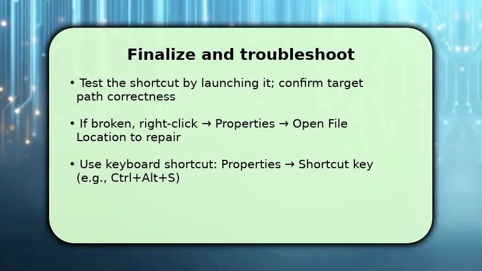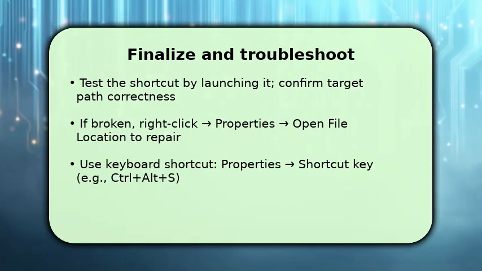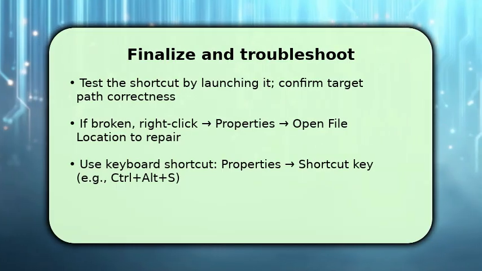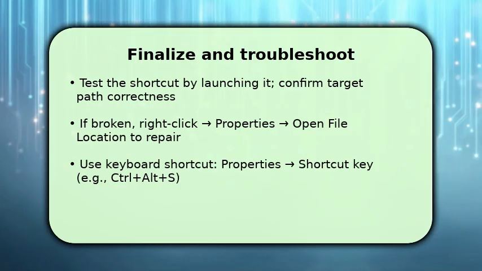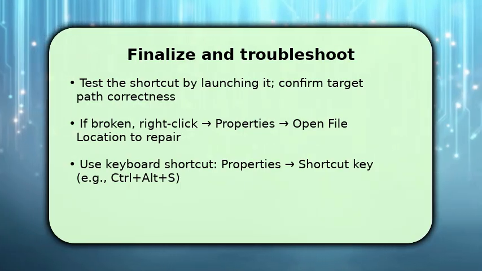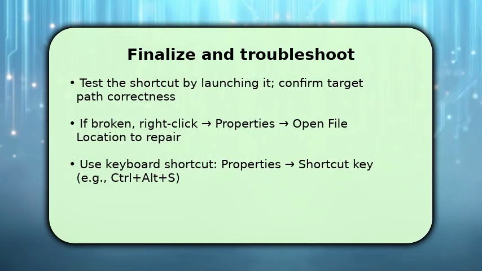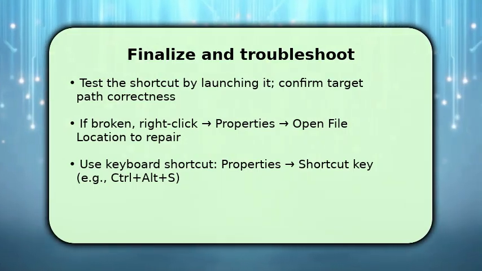If it fails, check Properties and use Open File Location to find the correct exe, then update target or recreate the shortcut. For power access, assign a keyboard shortcut in Properties so you can open it with a key combo. If things still go wrong, recreate from the original installer or check security software blocking execution as a final troubleshooting step.